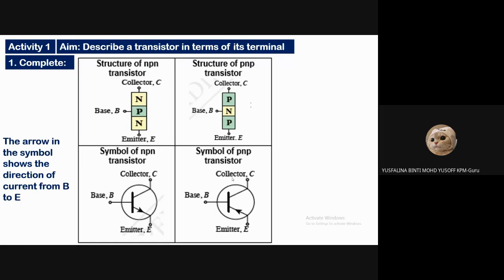What does the arrow in the symbol mean? It shows the direction of the current from B to E, meaning from the base to the emitter. For the other symbol, the arrow shows the direction of the current from E to B, meaning from the emitter to the base. But for this one, the NPN, it is from base to emitter.